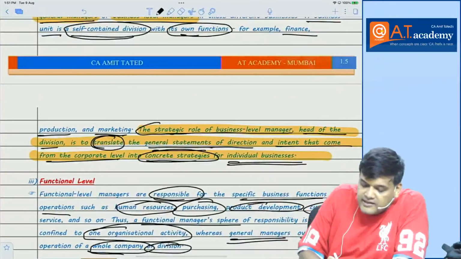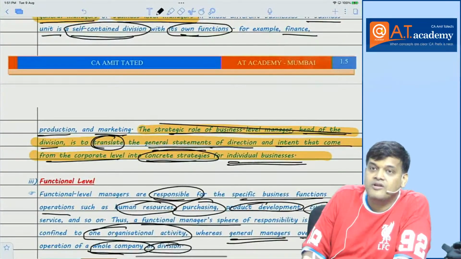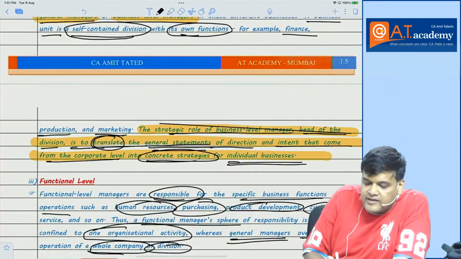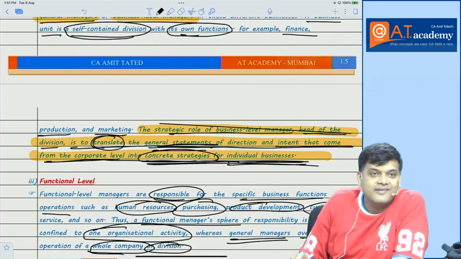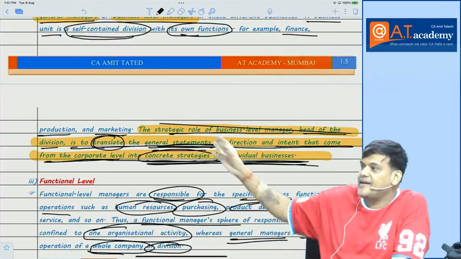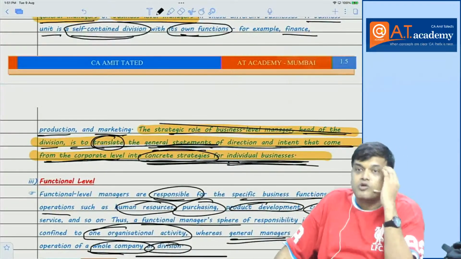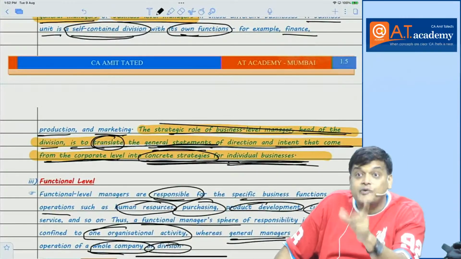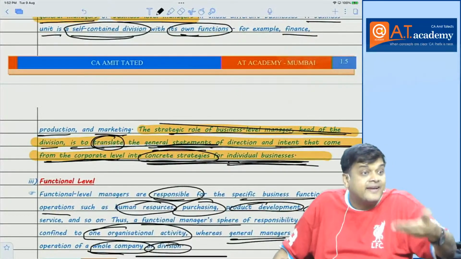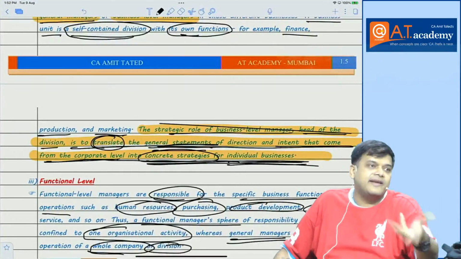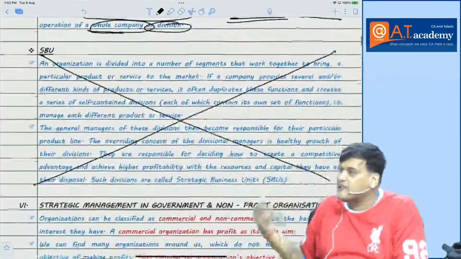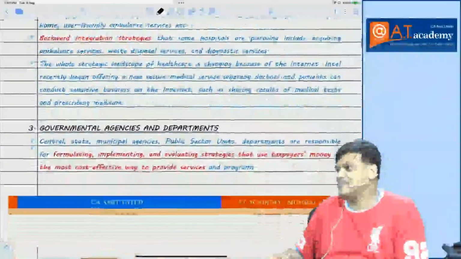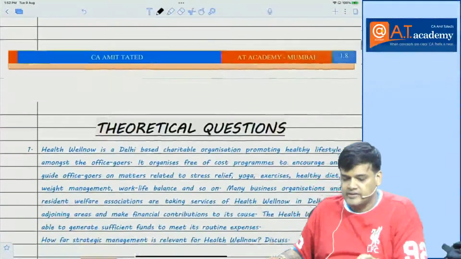The strategic role is to translate general statements of direction and intent that come from corporate into concrete strategy for individual business. याद आया? He will convert corporate strategies into strategies for individual business. Therefore, he should get involved. If he is not involved, he cannot do this. In short, you are required to write which answer, mainly emphasize on which answer, business level. समझ में आया?